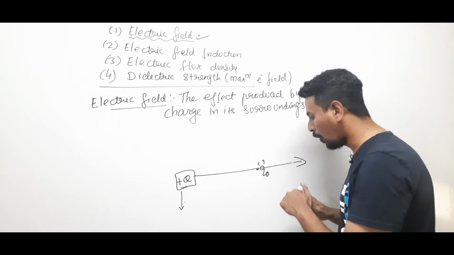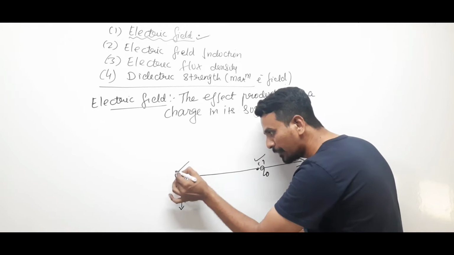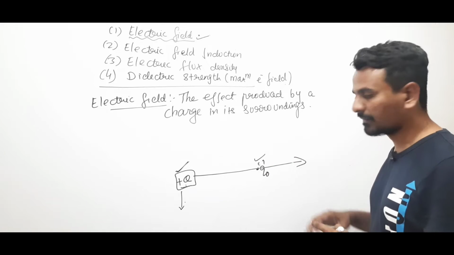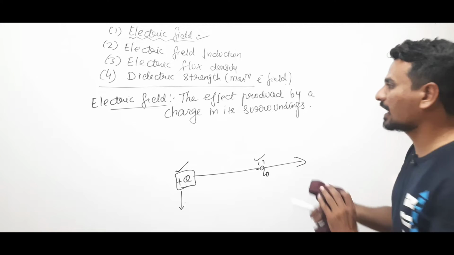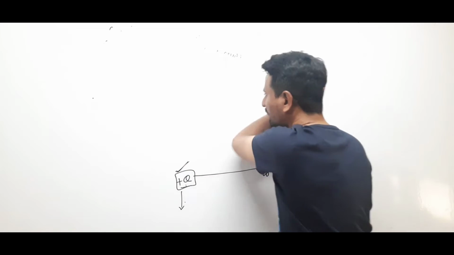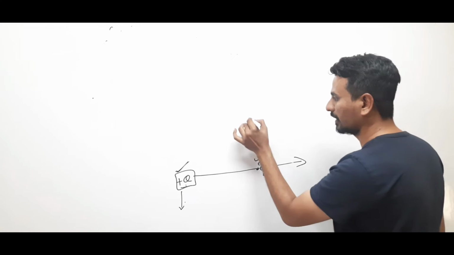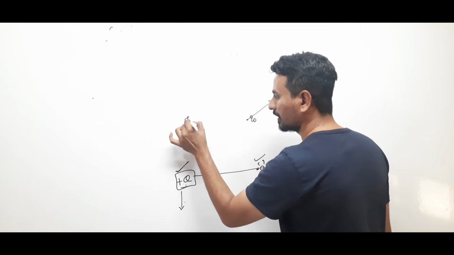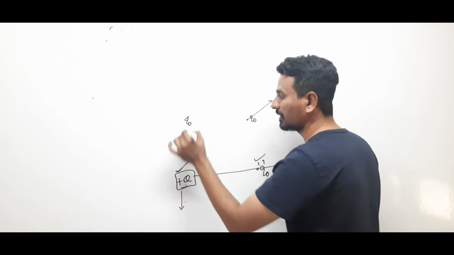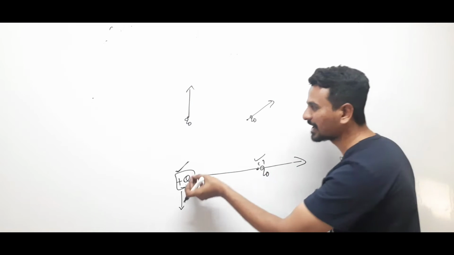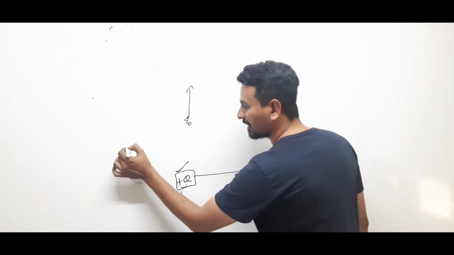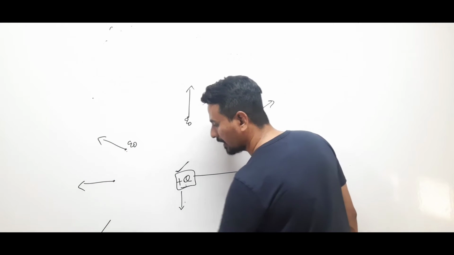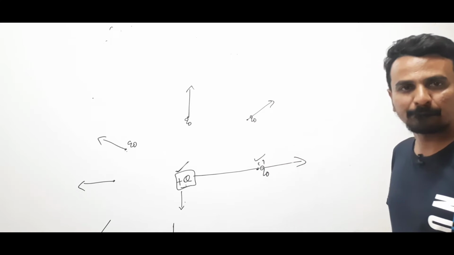That means the effect on this Q0, because of the field produced by this capital Q, will be in this direction. Clear? Suppose this is Q0. If I am placing Q0 over here, it will experience a force in this direction. If I am placing Q0 over here, the effect of capital Q on this Q0 will be in this direction, because it will experience a force in this direction. If I am placing a charge Q0 over here, it will experience a force in this direction, this way. Is it clear?